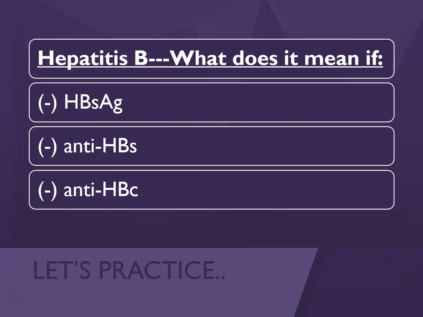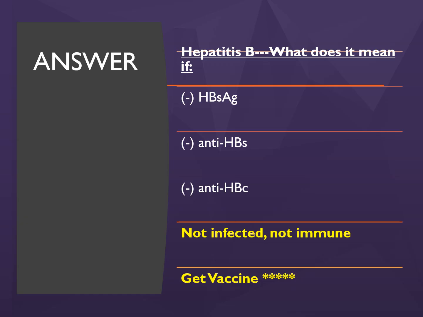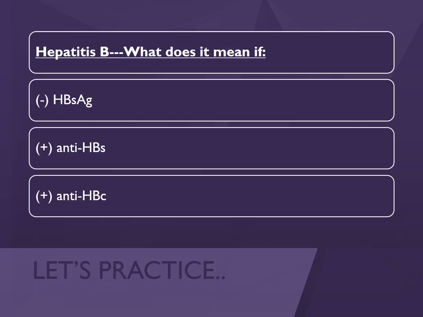So what does this mean? Surface antigen negative, antibody surface negative, and the core is negative. That patient is not infected. They're also not immune. Let's vaccinate this patient. So let's try another one.